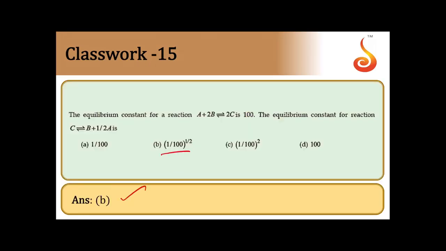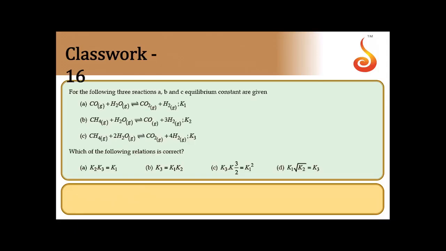So answer is B. Then 16th one. For the following three reactions A, B and C, equilibrium constants are given. CO plus H2O giving rise to CO2 plus H2, K1 equilibrium constant. CH4 plus H2O giving rise to CO and 3H2, K2. CH4 plus 2H2O giving rise to CO2 and 4H2, K3. We are observing the equations. Let us take it as equation 1 here, equation 2 here and equation 3 here now.